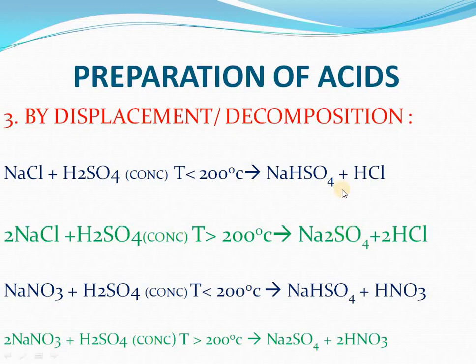So we now have a primary idea that if temperature varies, products may vary. Similarly, if I am taking NaNO3, it will give us NaHSO4 plus HNO3. Here it was HCl and here it is HNO3. And again, if temperature is greater, it will form Na2SO4. So there are problems involved in temperature greater than 200. We will discuss this in the chapter on hydrochloric acid and nitric acid.